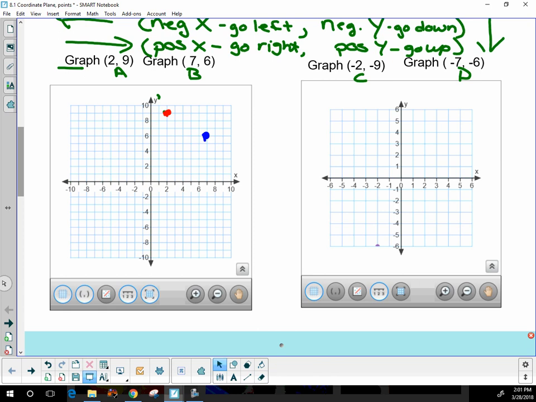And now I could make a line out of these. I would take a ruler if I was trying to freehand, and I am trying to freehand, but I would just draw a line with a ruler that would go through both of these, and the line goes on forever.